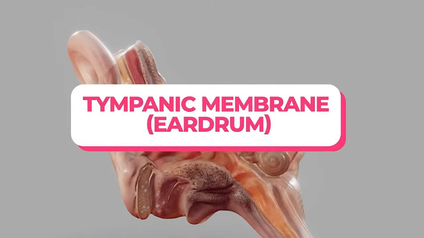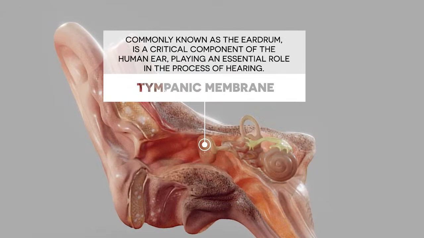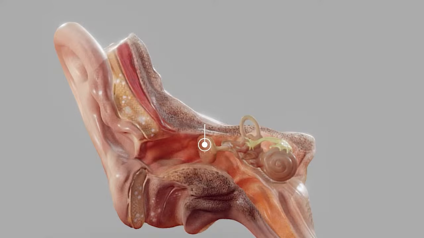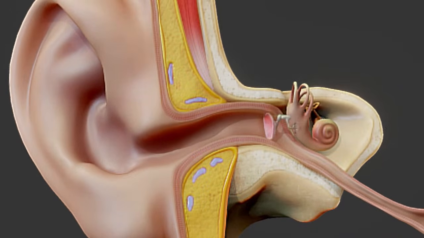Tympanic membrane or eardrum. The tympanic membrane, commonly known as the eardrum, is a critical component of the human ear, playing an essential role in the process of hearing. Here's a detailed explanation of its structure, function, and importance.